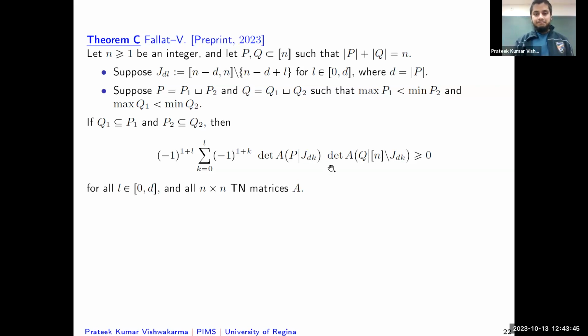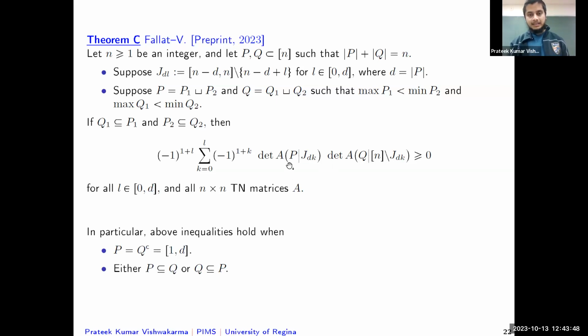But for instance, let me just say that this set of inequalities holds for the choices of row indices P and row indices Q, if one is a subset of the other. So the inequality holds for many choices of P and Q, and it also holds for the case when P and Q are complementary, and their union is equal to the set of all integers 1 through D.